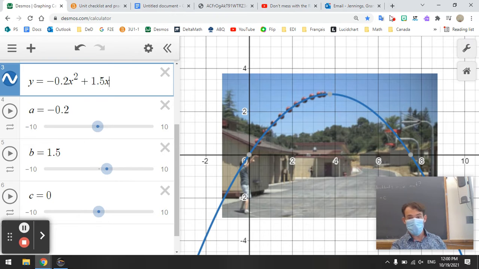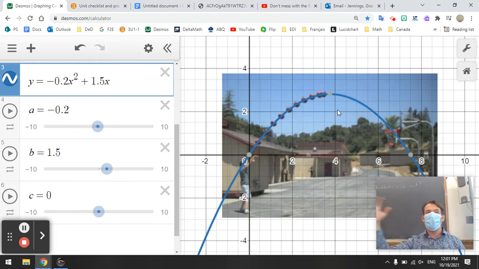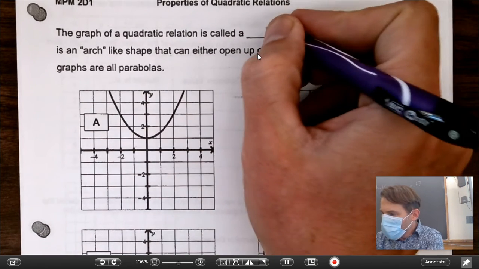And today we're going to look at a note that's going to teach us more about the different anatomy of these parabolas. More complex than lines. Parabolas have a lot more going on than a line. So we need new vocabulary to discuss the key features of the parabola. So let's take a look at our note, and we'll fill it out together. The graph of a quadratic relation is called a parabola.